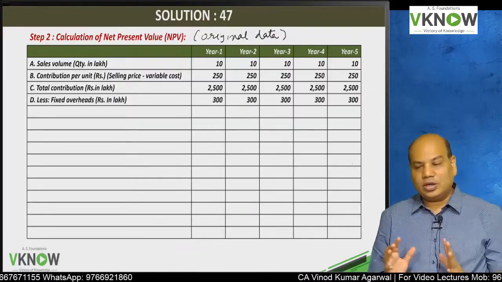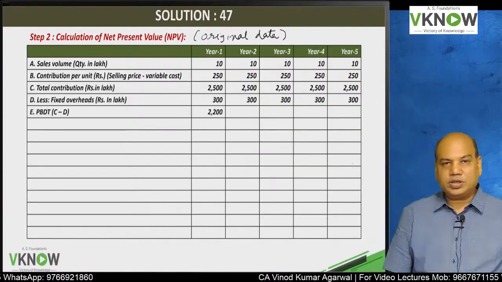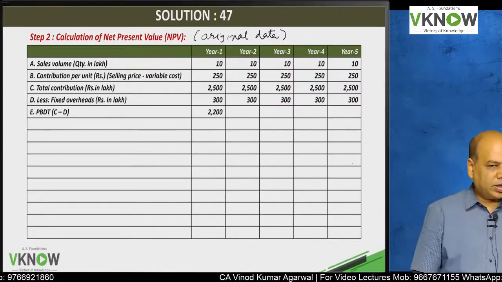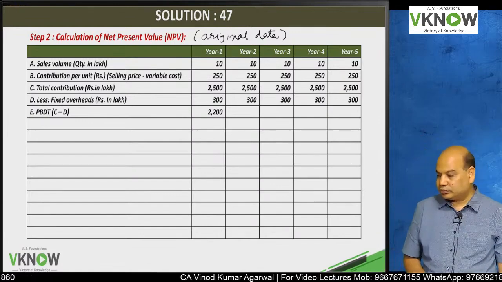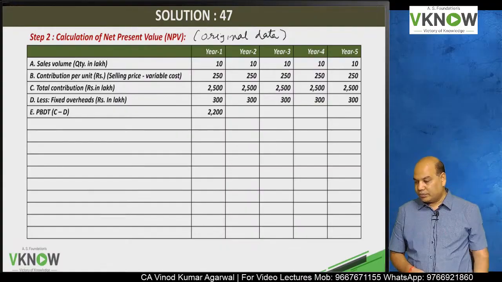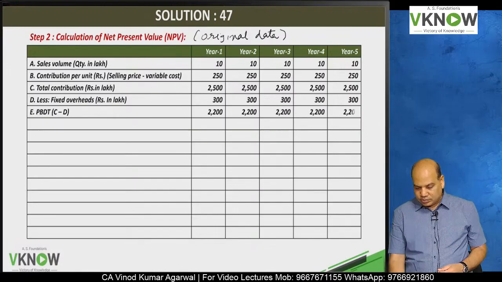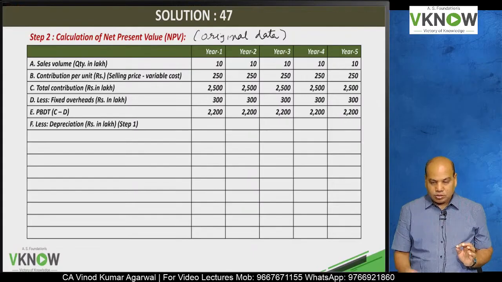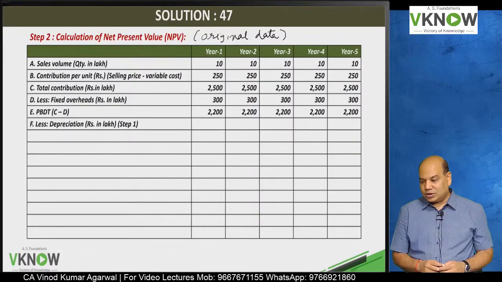This is excluding depreciation. Now write down profit before depreciation and tax, PBDT. PBDT means profit before depreciation and tax: 2200, same. So up to PBDT no problem. Now we'll go to less depreciation, rupees in lakhs.